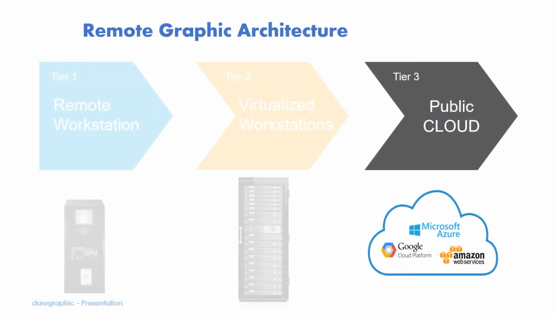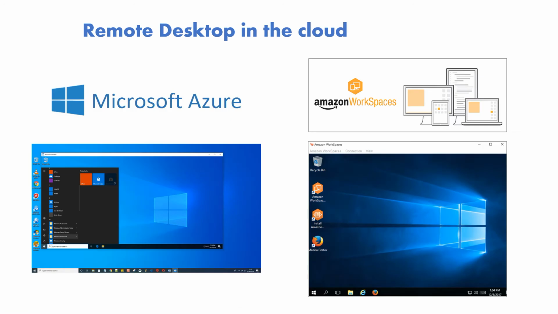So the third remote graphic architecture is public cloud. I just want to restate here that I really want to focus on public cloud as we define it. Basically, Microsoft, Google, and Amazon offer GPU-enabled virtual machines with good performance, and on top of that, adding a performant protocol. Most of them today offer Teradici as their preferred remote graphic protocol. So this is what we're going to talk about.